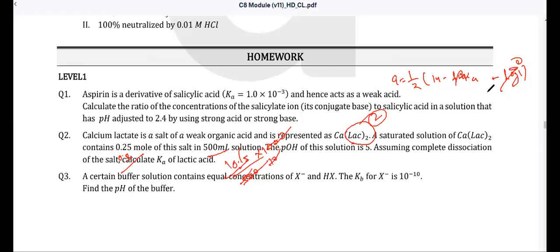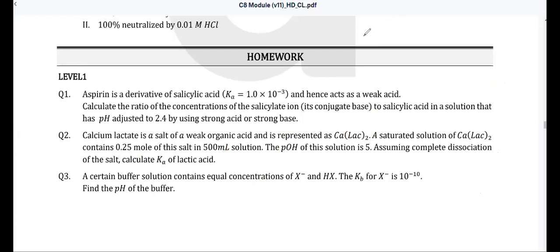Okay, so obviously you can calculate 18 is equal to 14 plus pKa. So you can calculate K, it's easy. pK is equal to how much? pK is equal to minus 4. So Ka is equal to 10 to the minus 4. Solve question number 2.